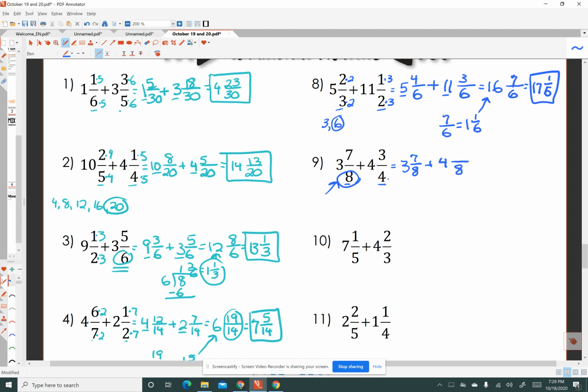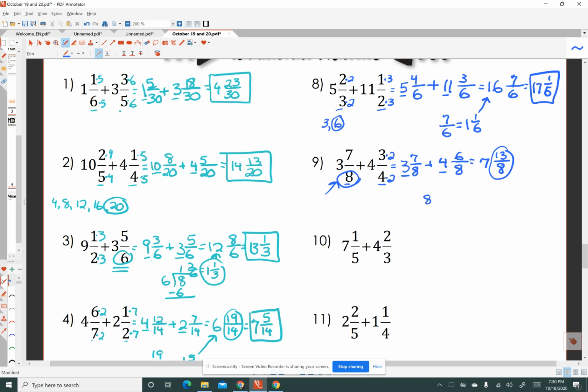Now, how many eighths? 4 times 2 is 8. 3 times 2 is 6. We add the whole numbers. 3 plus 4 is 7. Working in eighths, 7 plus 6 is 13. That is an improper fraction. We need to take care of this 13 eighths.